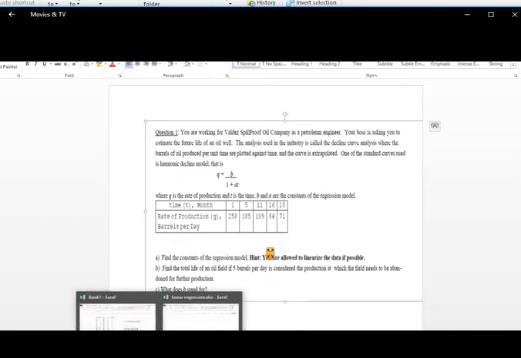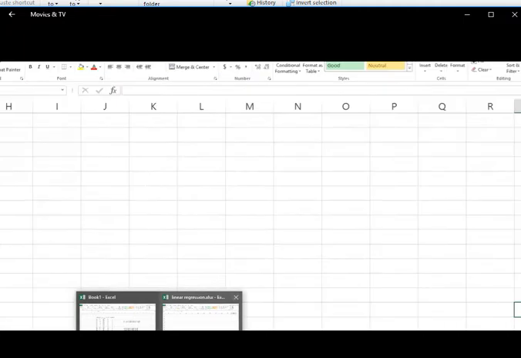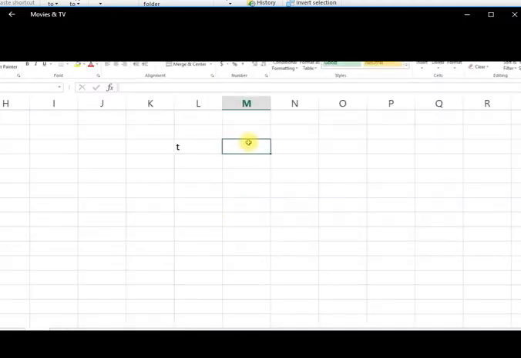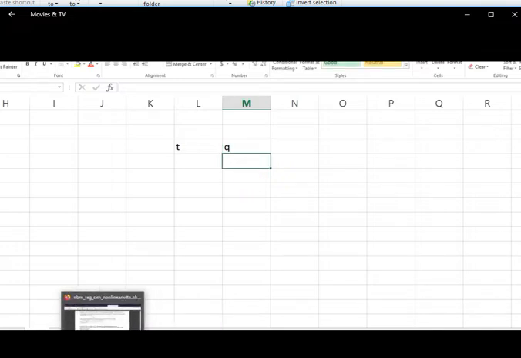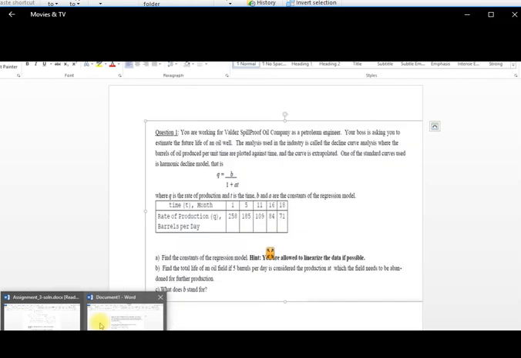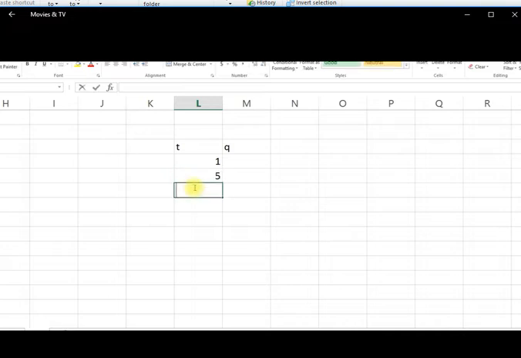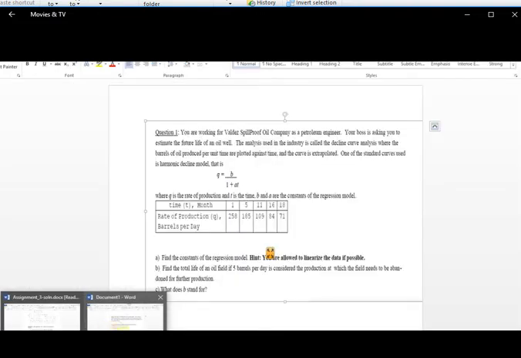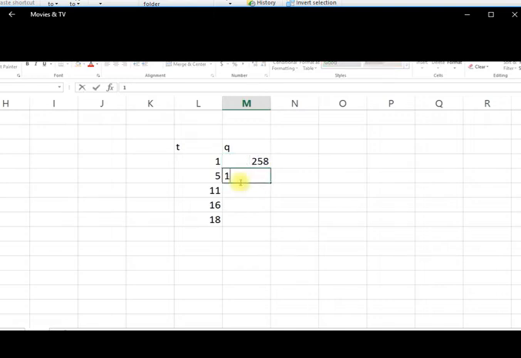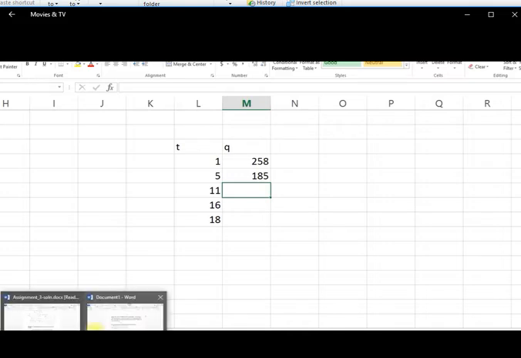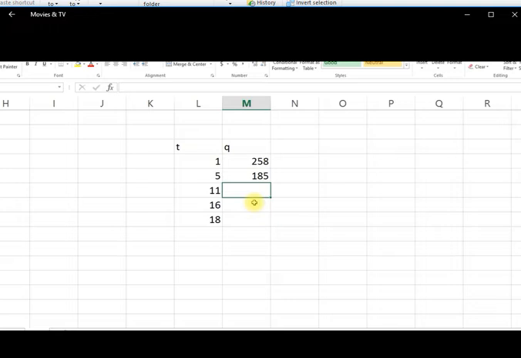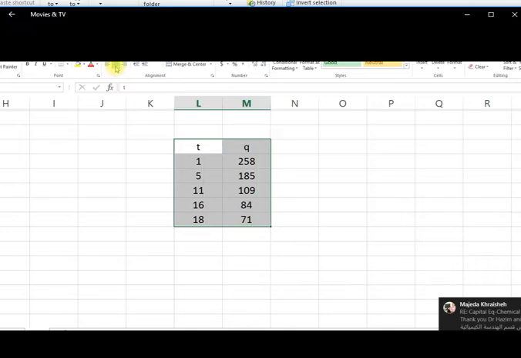We can go to Excel right away and enter the data. T and Q. The values are 1, 5, 11, 16, 80, 258, 185, 110, 984. So this is the T versus Q data we have.